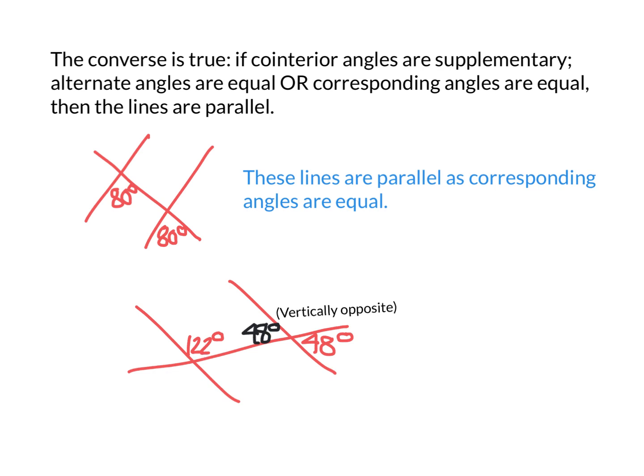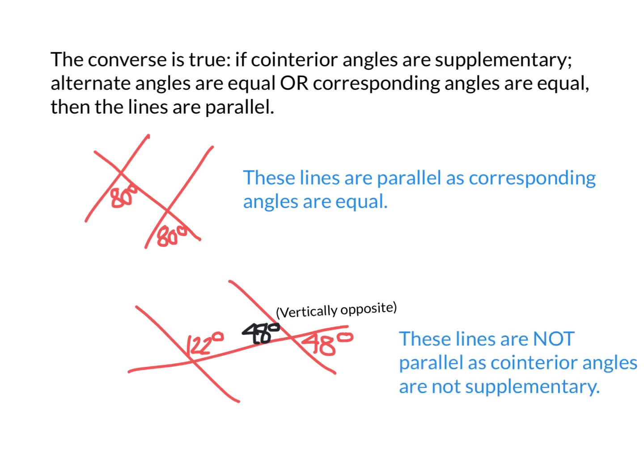Well, now I have two co-interior angles, but 122 plus 48 is 170. It's not 180. So if you have a pair of corresponding angles that are not equal, a pair of alternate angles that are not equal, or a pair of co-interior angles that don't add to 180, you can say that the lines are definitely not parallel. So for our final reasoning, we need not write an essay. All we need to say is because we have co-interior angles that are not supplementary, that don't add to 180 degrees, these two lines cannot be parallel.